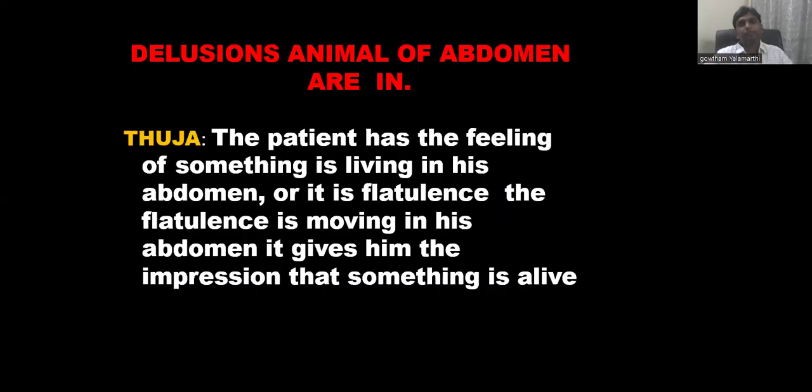Next, our rubric: delusions, animals in abdomen are, in Thuja. So the patient has this feeling that some animals are there in his abdomen. The patient has a feeling of something moving in his abdomen, or it is flatulence. The flatulence is moving in his abdomen. It gives him the impression that something is alive.